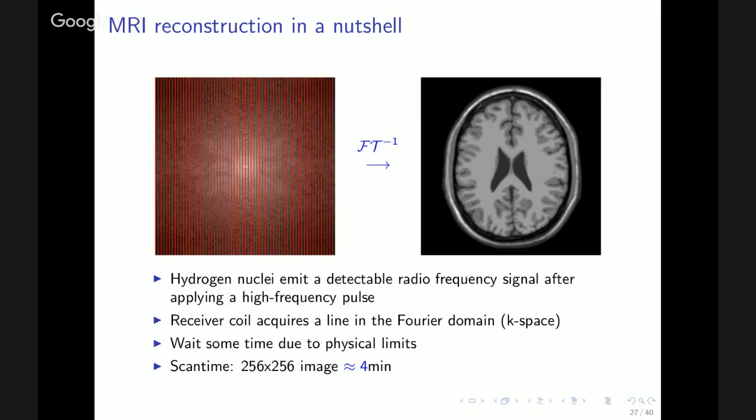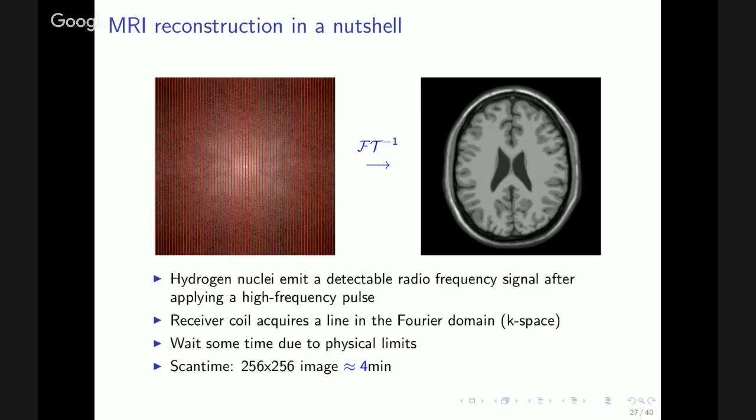And while the hydrogen nuclei are doing this, they emit a detectable radio frequency. And this you can detect with antennas, the so-called coils. With each signal pulse, basically, you can acquire in the Fourier domain one line here. Okay, this is the so-called k-space, and when you put one pulse, this is this characteristic noise you hear when you're lying in an MRI, you can get one line here.